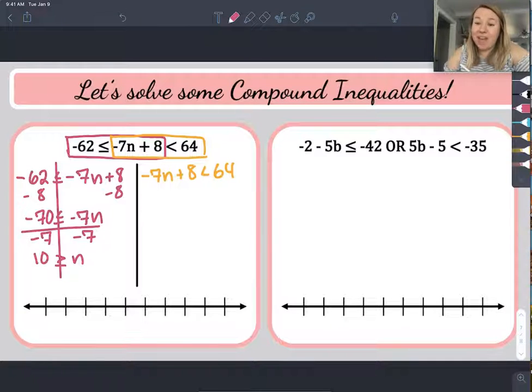Okay, I'm just going to leave it like that for now. Then the next thing we're going to look at is the yellow inequality. So notice it's going to be the same exact steps. The steps do not change.